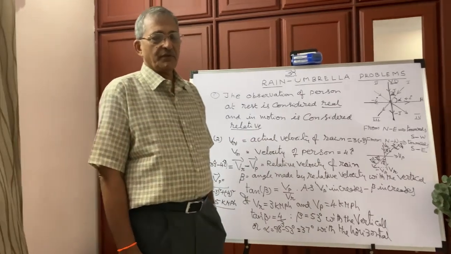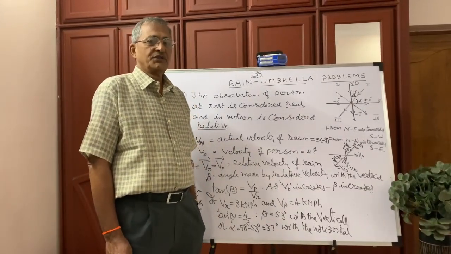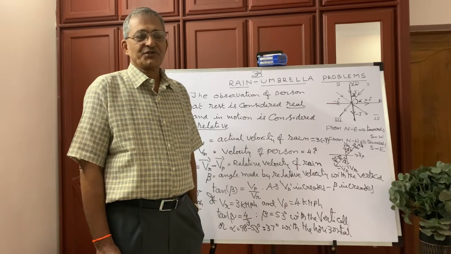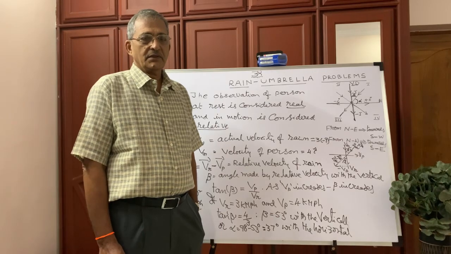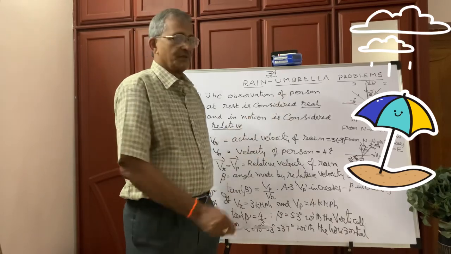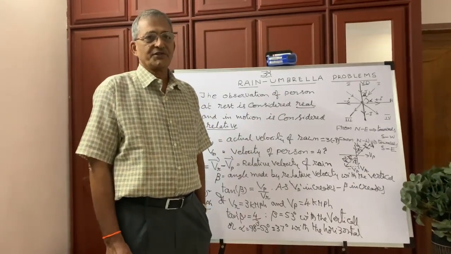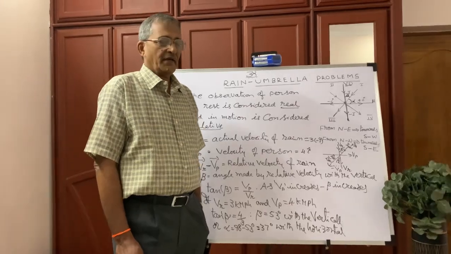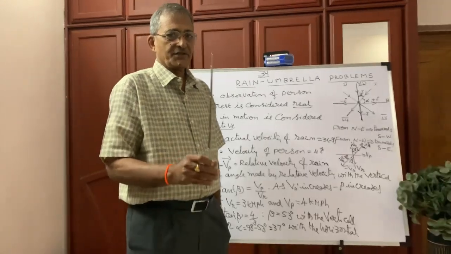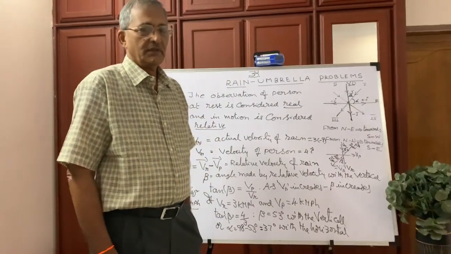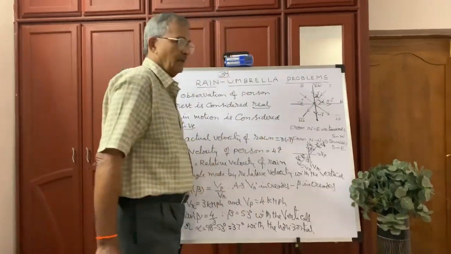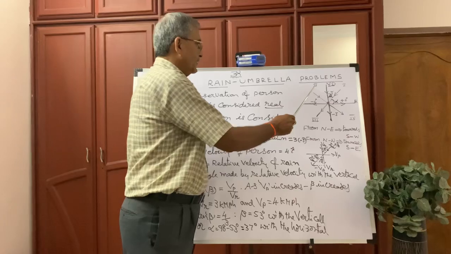In the previous video, I explained relative velocities with the help of vector subtraction. Today's video consists of rain umbrella problems, again using vector subtraction. Here, regarding directions, we have only two directions in rain umbrella problems. That is, one direction is horizontal and the other direction is vertical.